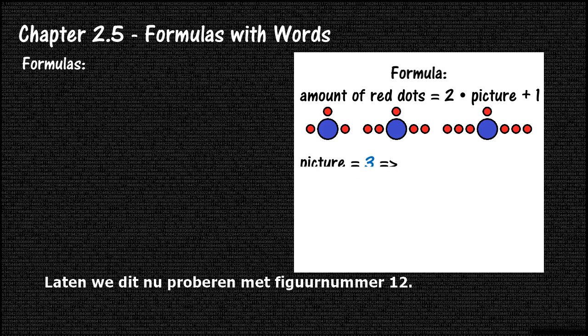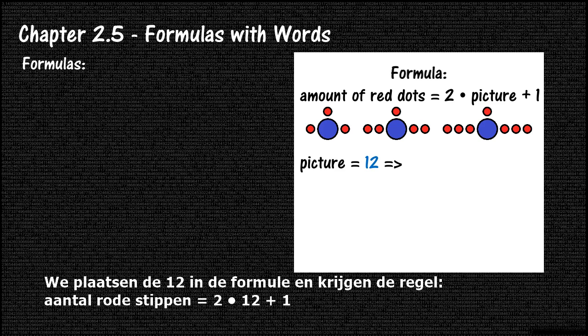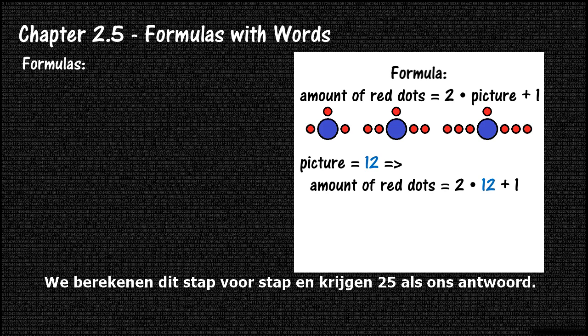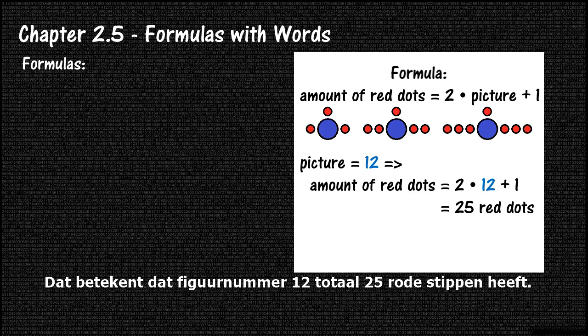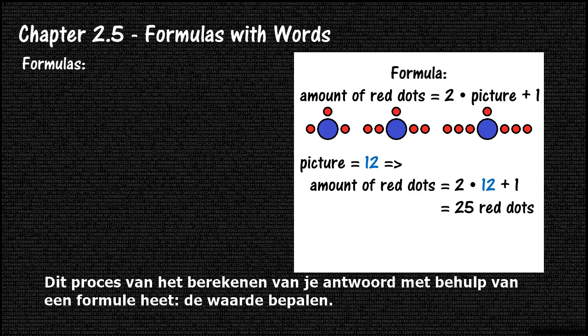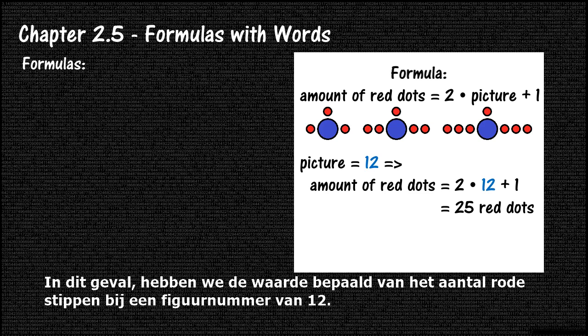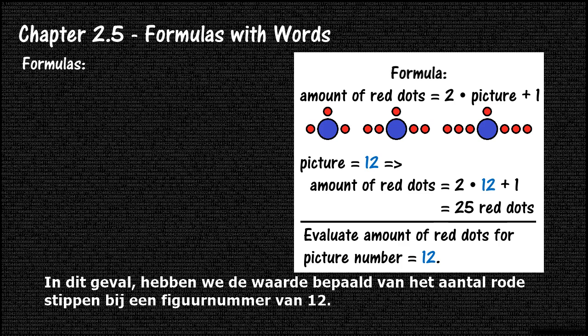Now let's try this with picture number 12. We insert the 12 in our formula and we get the following line. Amount of red dots equals 2 times 12 plus 1. We calculate this step by step and receive 25 as our answer. That means that picture number 12 has a total of 25 red dots. This process of calculating an answer with a formula is called evaluating. In this case, we evaluated the amount of red dots for picture number 12.